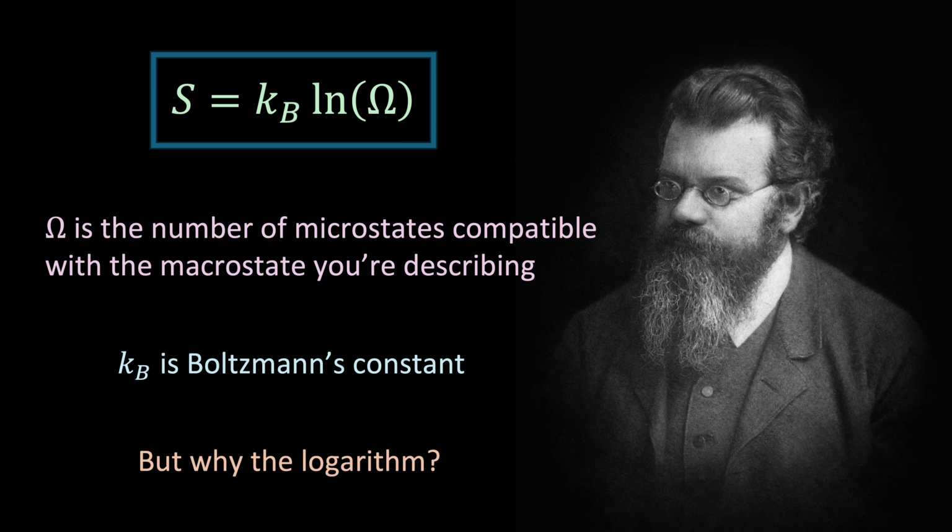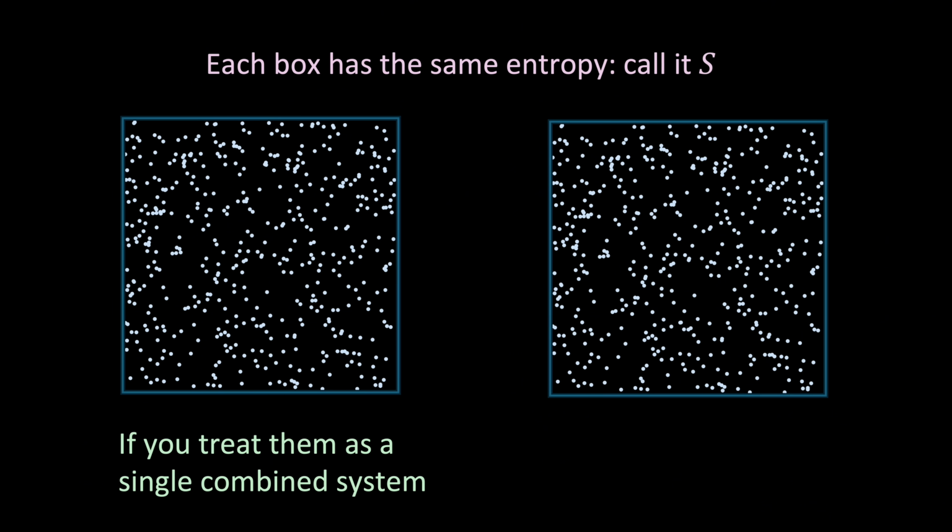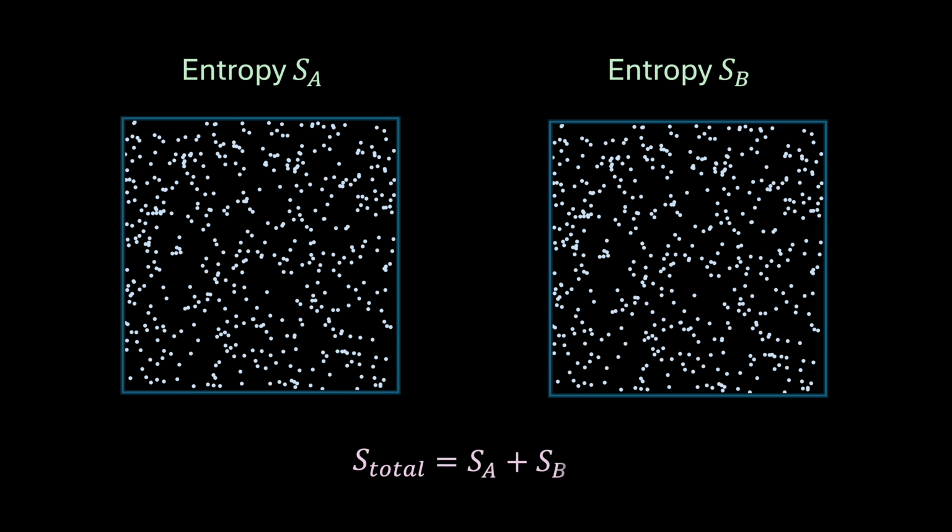But why the logarithm? To answer that question, we need to think about what happens if we want to calculate the combined entropy of two systems. For example, suppose you have two identical independent boxes of gas. Each box has the same entropy, let's call it S, and if you treat them as a single combined system, the total entropy is just the sum of the two, which we can write as 2S. More generally, if the first box has entropy S_A and the second box has entropy S_B, then the combined system has total entropy equal to S_A plus S_B. In other words, for independent systems, entropy is additive.